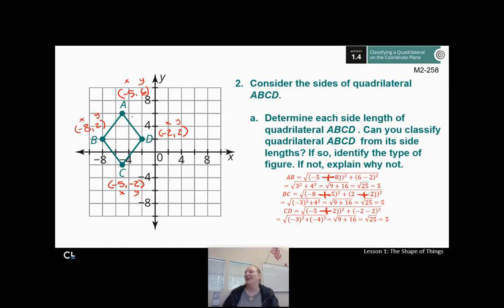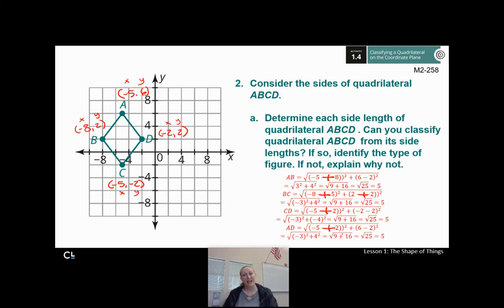So last side, let's find AD. Again, we're going to subtract our x coordinates, subtract our y coordinates. Doesn't matter which one's first. So let's go ahead and do negative 5 minus a negative 2 for our x's, and then we'll do 6 minus 2 for our y's. Of course, the double negative becomes a plus sign. So negative 5 plus 2 is a negative 3 squared. 6 minus 2 is 4 squared.